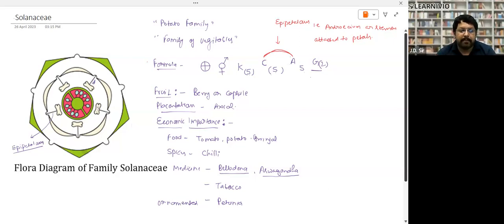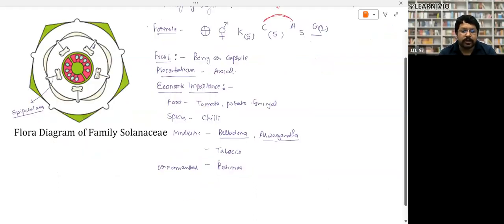What is the fruit? Berry or capsule is the fruit. Placentation, axile placentation. You can see all these ovules are attached with axile placentation. Economic importance: food, tomato, potato, and brinjal belong to this family. The spice chili belongs to this family. Medicine, belladonna, which is used in wounds, belongs to this family. Ashwagandha, the medicine, belongs to this family. Tobacco belongs to this family. Petunia is an ornamental flower, it belongs to this family.